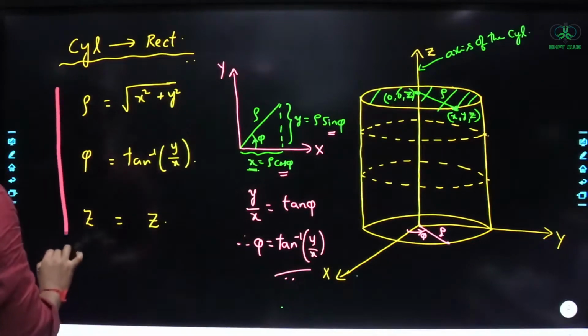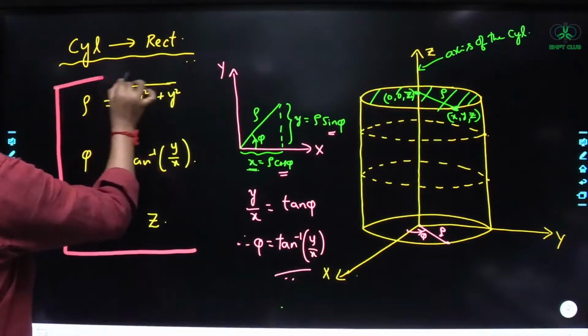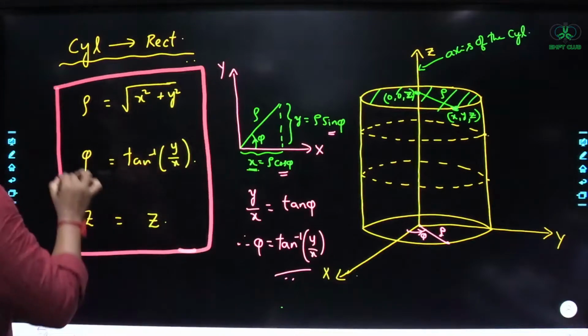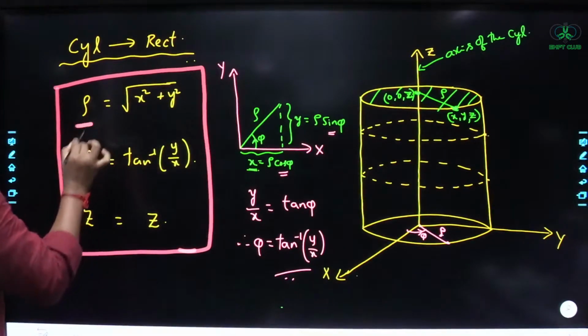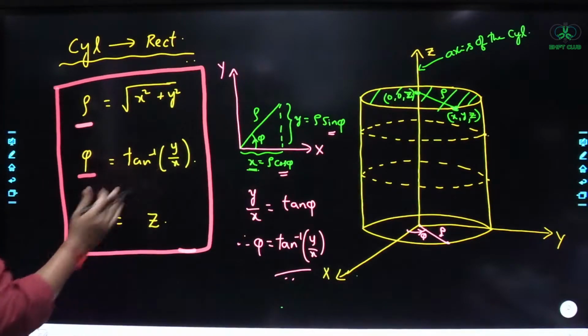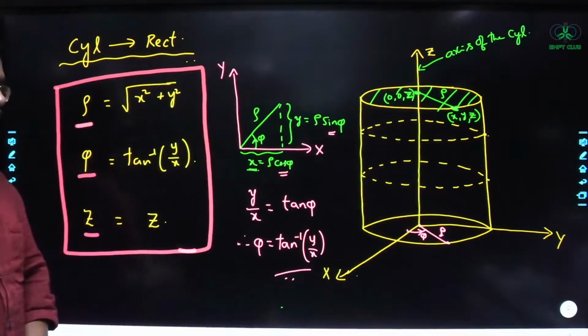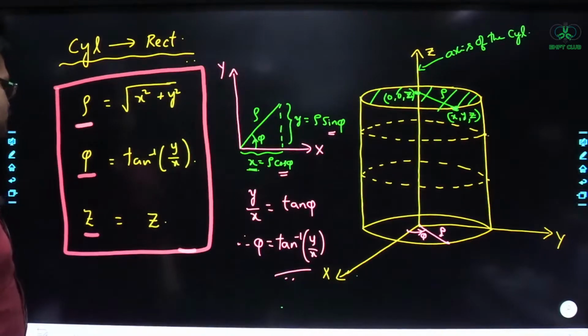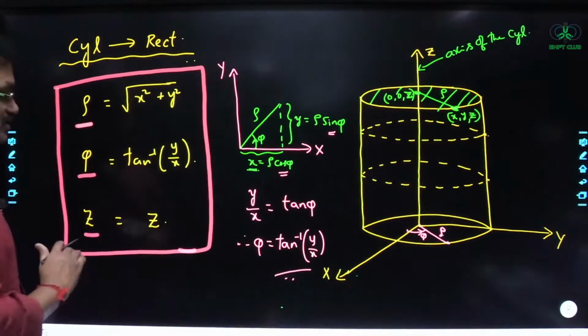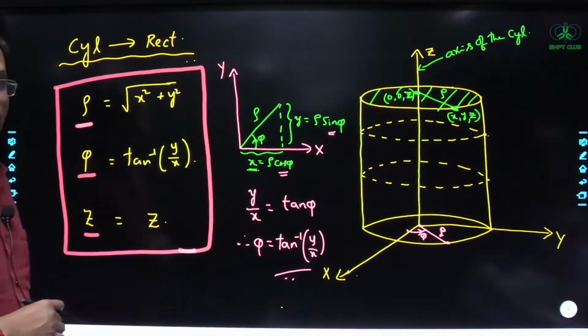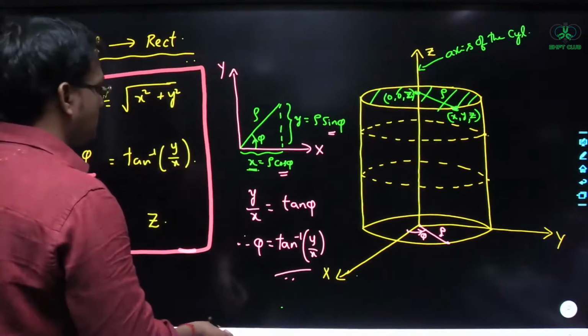So this is the representation of cylindrical coordinates in terms of rectangular coordinates. Rho we can represent as square root of x square plus y square, phi as tan inverse of y by x, and z will be the same as z. Understood?